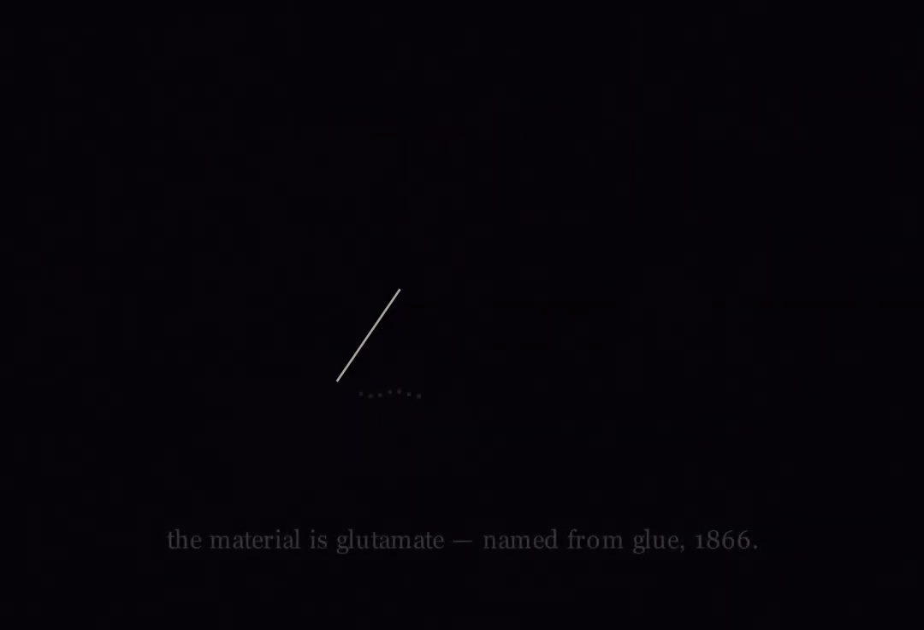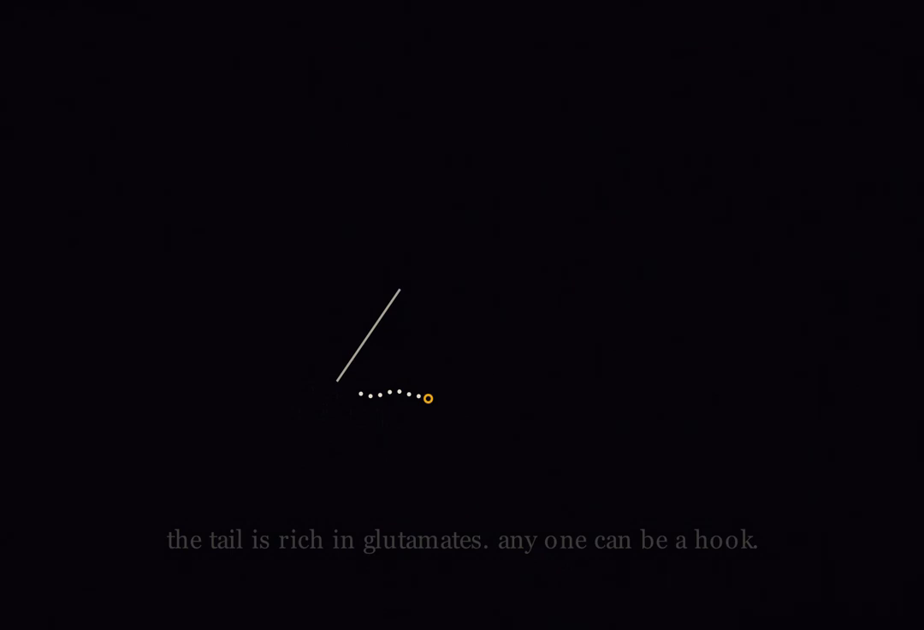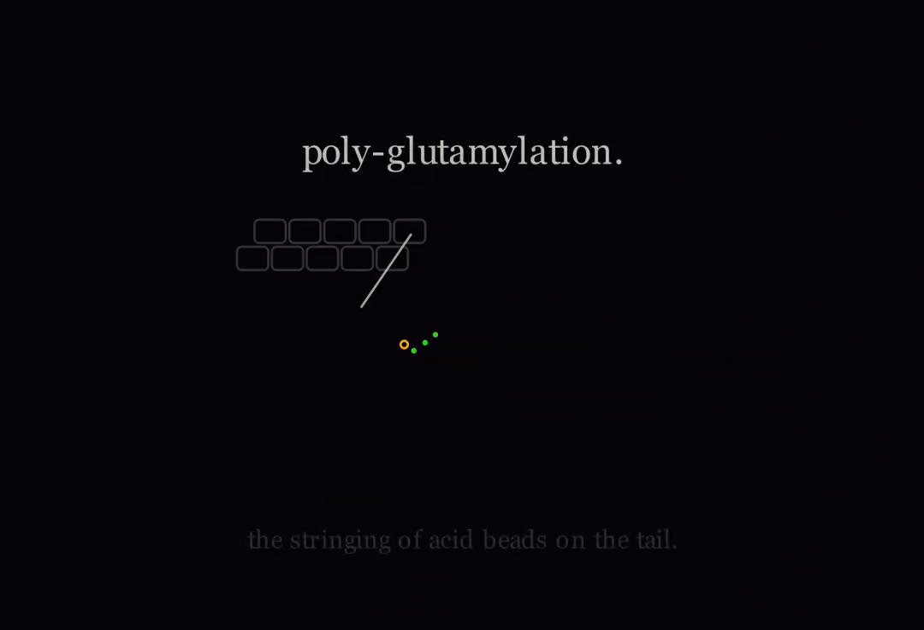The material is glutamate. The name comes from glue. A chemist named Ritthausen pulled the acid out of wheat gluten in 1866 and named it for what it came from. The tail is rich in glutamates, and the cell keeps enzymes that can take any one of them and use it as a hook. From the hook, a chain grows, glutamate after glutamate, strung one behind the next, hanging off the tail like beads off a thread. This is polyglutamylation, the stringing of acid beads on the tail.